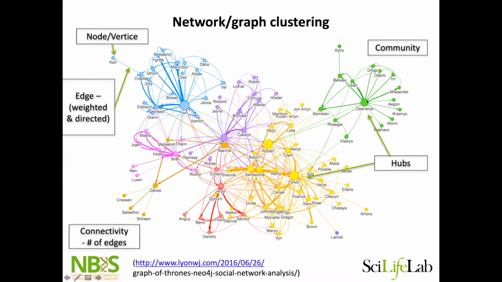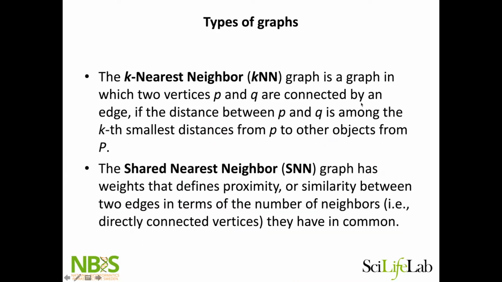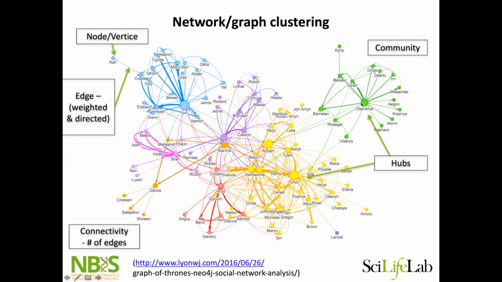Nodes that are very highly connected, we can call hubs. I have a question on the previous graph. I understand how in the graph of thrones, what would define the edge, but in cells, what would define the edge and the connectivity?